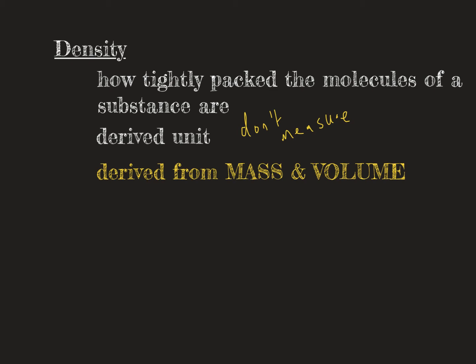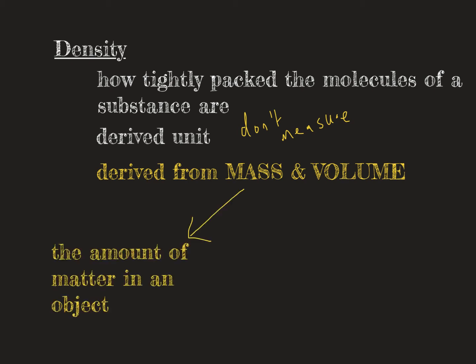So because density is a derived unit, it is derived from two other units that can be measured, mass and volume. If you don't have these two things, you cannot find the density. Mass is the amount of matter in an object, and when we measure mass, we measure it in grams.